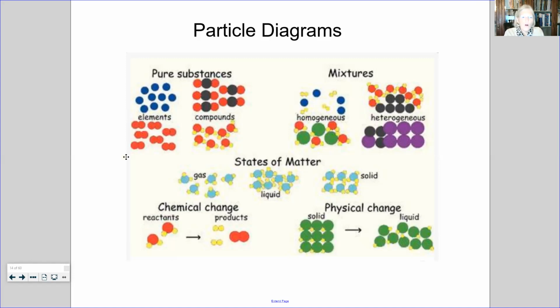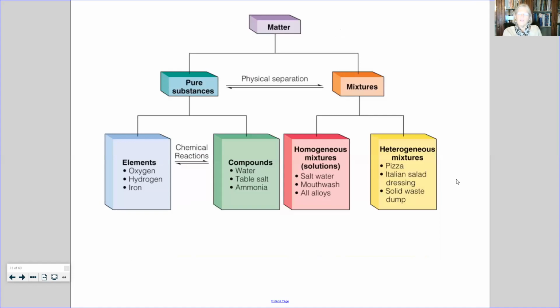How are these all representing pure substances? And these particle diagrams are all representing mixtures. This classification scheme gives you a little bit more information. Stop the video and read it, or go to the slides in Schoology and study them.